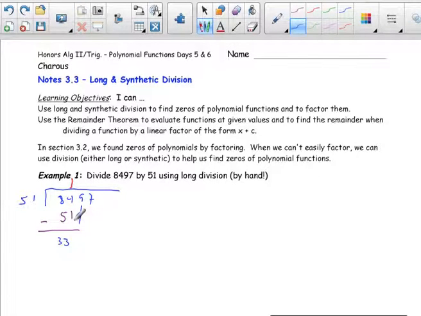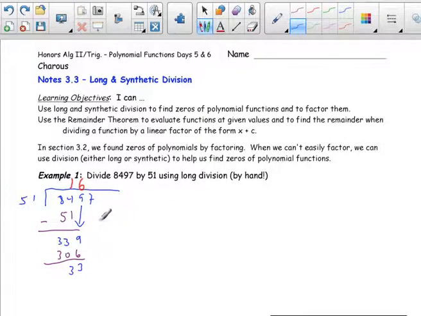Next step is you're going to bring down the 9, and then you're going to ask yourself a similar question. How many times does 51 go into 339? It goes in 6 times, so you're going to write 6 up above, and then you're going to multiply 6 by 51. That gives you 306. And then you're going to subtract. 339 minus 306 is going to give you 33.